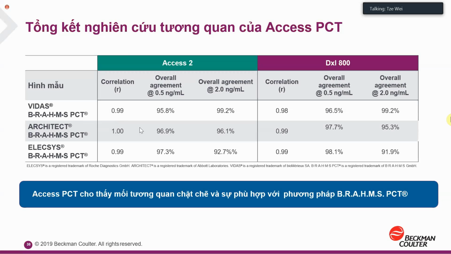You can see that overall correlations are high, whether it's Access 2 or DxI 800. Overall correlation stays above 95%, except for this one here where we saw about 92% overall agreement. But overall we can say that there is a very strong correlation and method concordance to Brahms PCT methods, especially at the key clinical cutoff points.